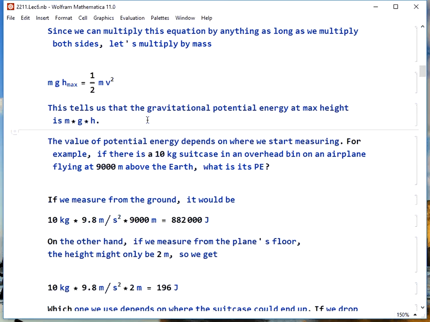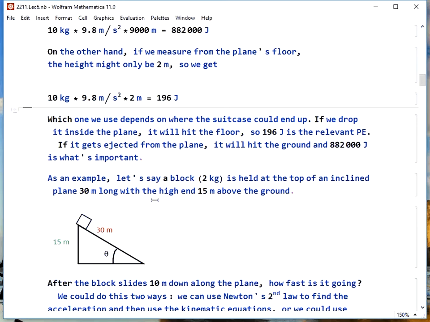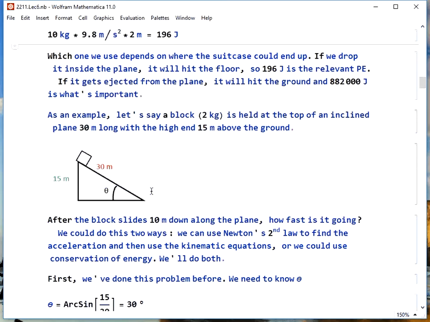in the problem. For example, if we were on an airplane flying 9,000 meters above the Earth and we've got a suitcase in the overhead bin, we could ask, what is its potential energy? If we measure from the ground, we'll get a huge number. mgh is 882,000 joules. If we measure from the plane's floor, though, the height's probably only about 2 meters, we get 196 joules.